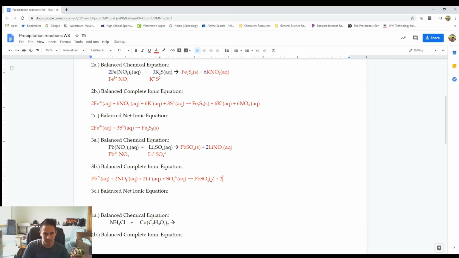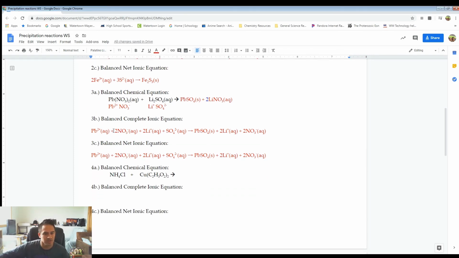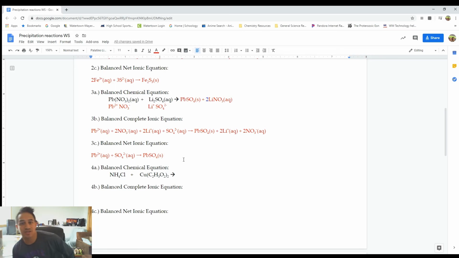And then the LiNO3, the lithium nitrate, is going to be written out as separate ions because it is aqueous. So here is our complete ionic equation. Everything should be balanced out. We're going to copy paste this to our net ionic, and then we'll find our spectators. So it looks like we have 2 NO3 minus and 2 Li plus on both sides. So that's good. Those are going to be our spectator ions. So let's delete those, and bam, there is our net ionic equation.